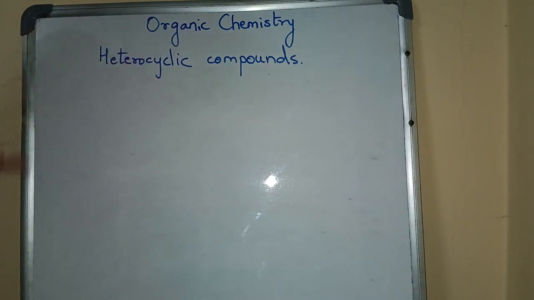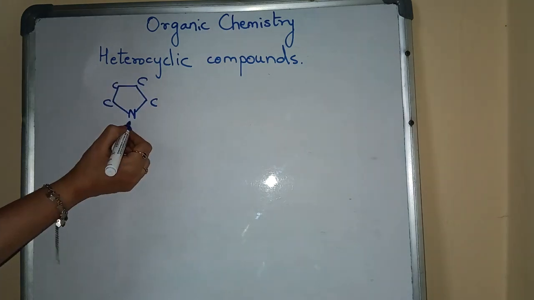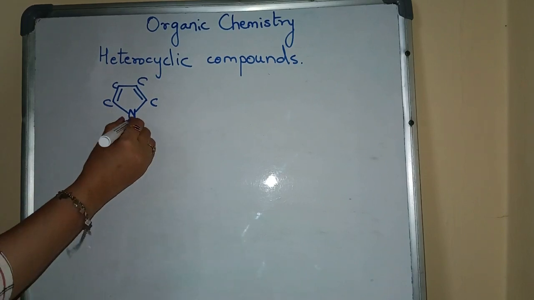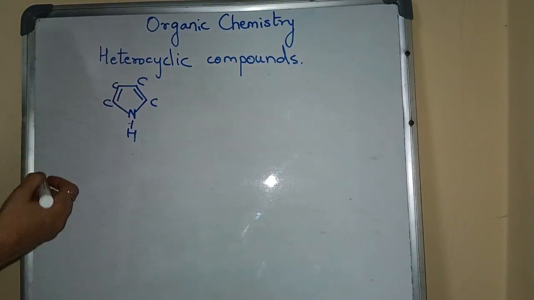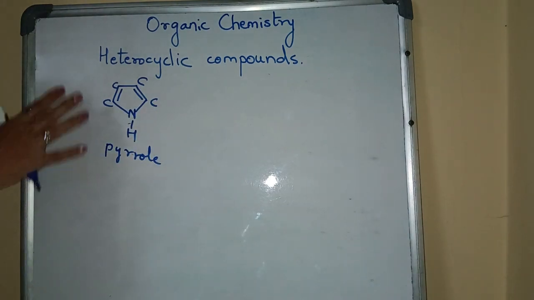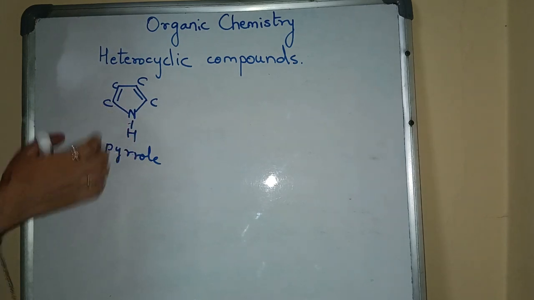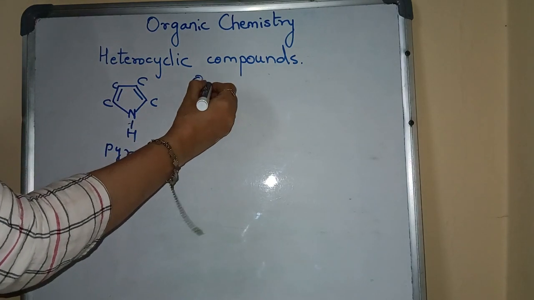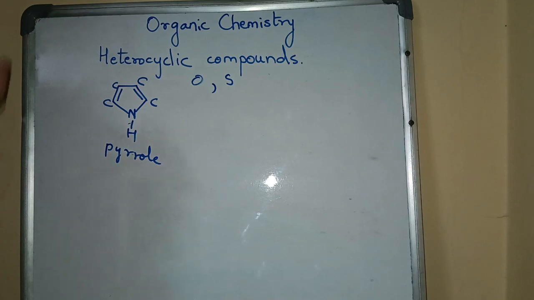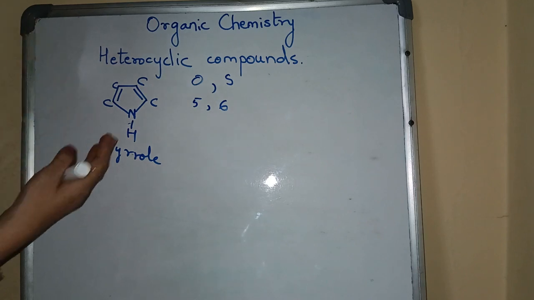What are heterocyclic compounds? They are compounds containing one or more atoms of other elements in addition to carbon. One will be a heteroatom. The name of this compound is pyrrole. Now, most commonly the heteroatom used will be nitrogen or oxygen or sulphur, and we will be studying these in detail, as they may be 5-membered and 6-membered rings. We will be studying in detail about these kinds of compounds.